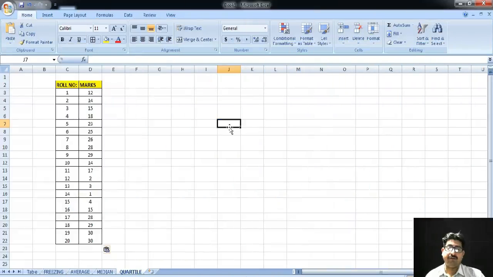Today this is our fifth lecture, and today we will be covering one more partition value, that is quartile. First quartile tells us about 25% of the data. Once again, let me remind you what 25% data depicts.